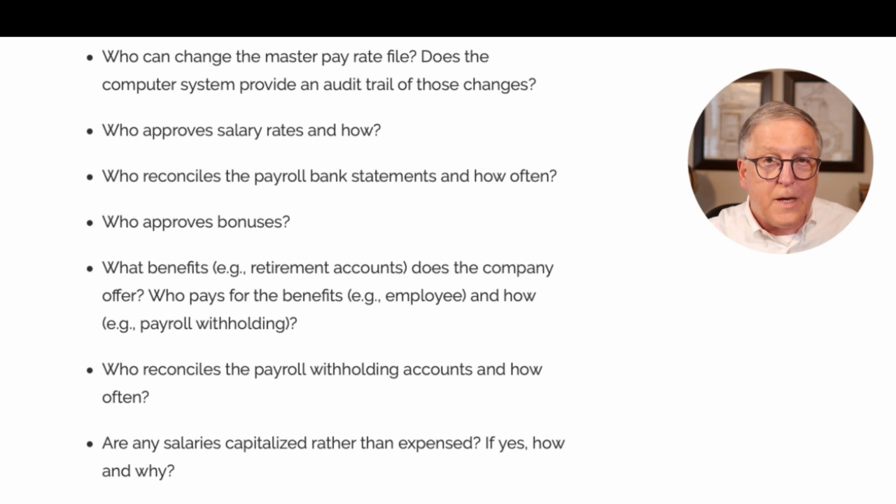So could just anybody get a raise? I don't think so. So we want to know who approves those increases in the salary rates, whether they're annual salaries or they're hourly salaries. Another question is, who approves the bonuses? Probably the same people, but we want to know who those are. What benefits exist within the business, such as pension plans, and who controls that process.